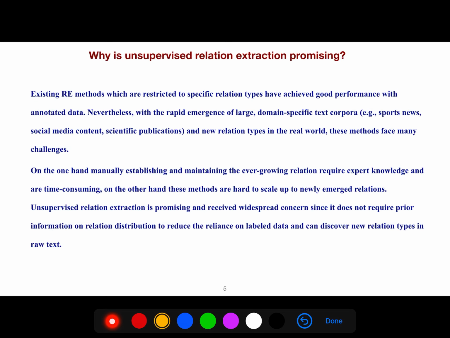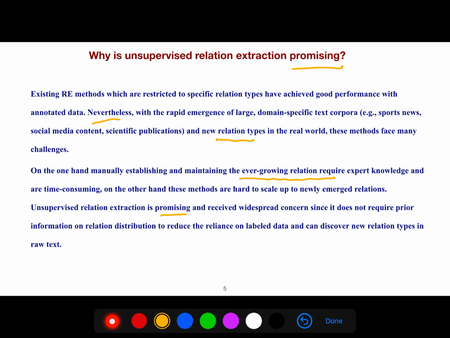But why is unsupervised relation extraction promising? Existing relation extraction methods which are restricted to specific relation types have achieved good performance. Nevertheless, with the rapid emergence of large domain-specific corpora and new relation types, these methods face many challenges. On the one hand, manually establishing and maintaining the ever-growing relations is required, because each day you have a new relation, so you should update your database, so all the algorithms should be updated accordingly. So it's promising and receives widespread concern, since it does not require prior information on relation distribution.